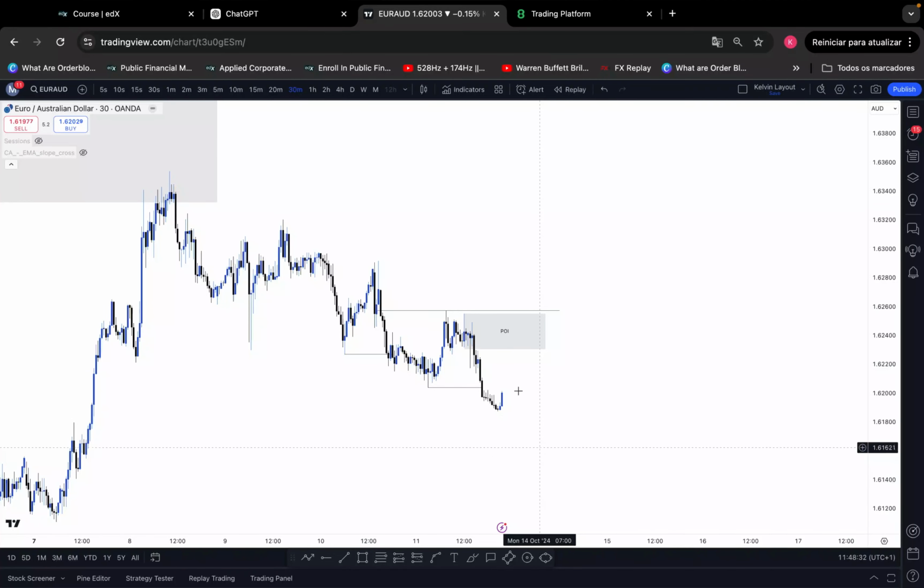So what remains for us to do is, once price comes to the supply zone, to remain bearish. Look only for sales. Okay. So let's go to the last pair.